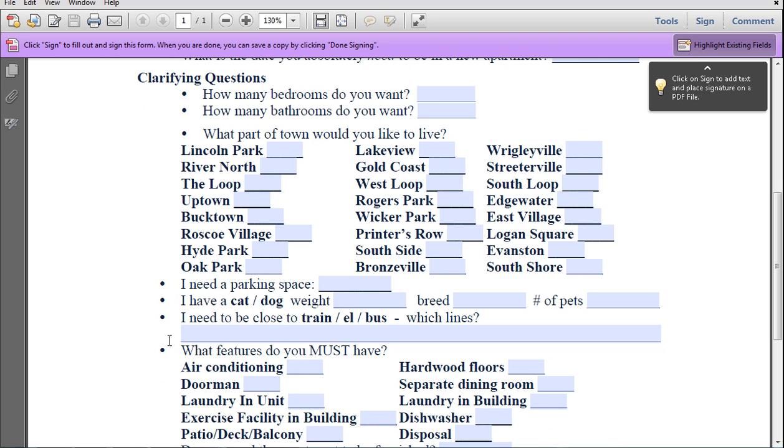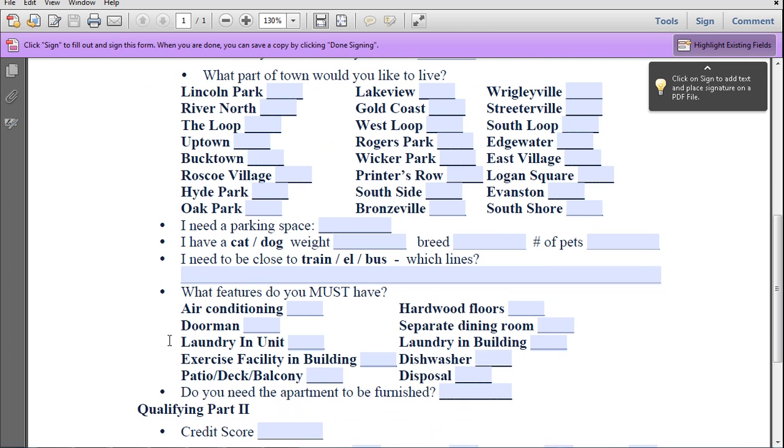Now, this question is important, but my experience has been that most renters who are looking for their next place have already sort of done the math on where the public transportation is. So I wouldn't be too focused on this question because they're going to determine for themselves, but you should know what lines they need to be close to and that sort of thing. Lastly, is what features do you must need to have?